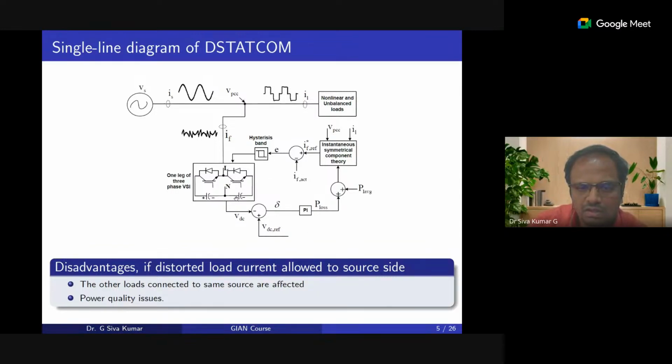Here, in this control block diagram, your inverter leg is controlled by the hysteresis controller. Okay, it is based on your filter current, I mean the error between the reference filter current and the actual filter current.